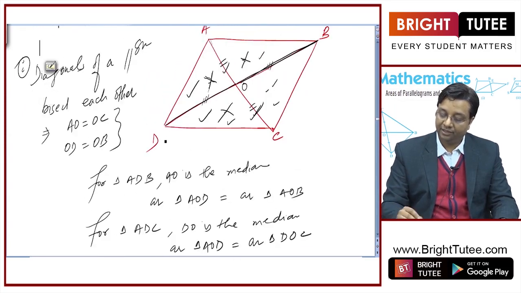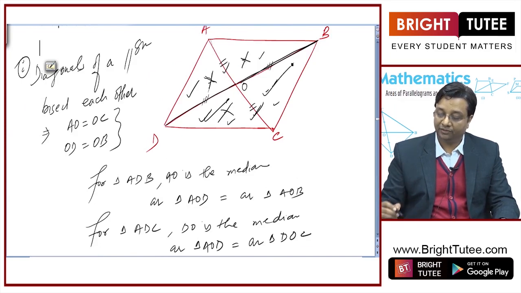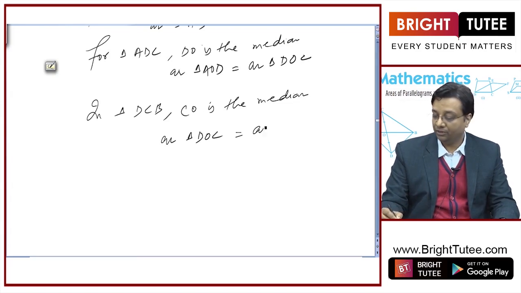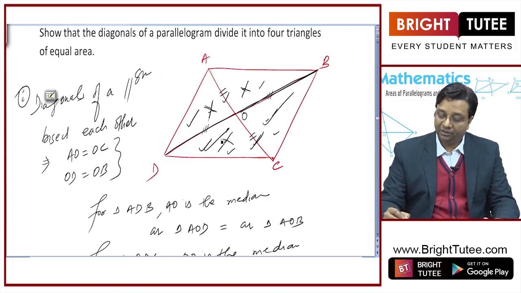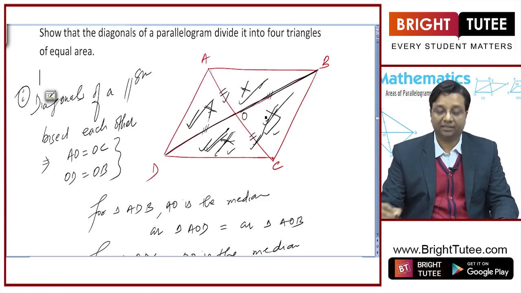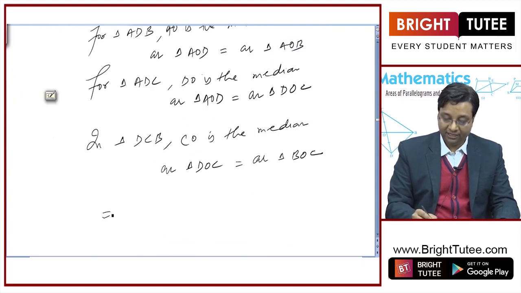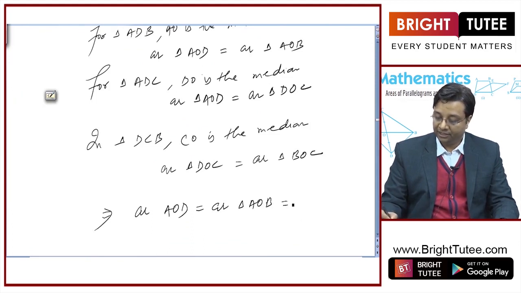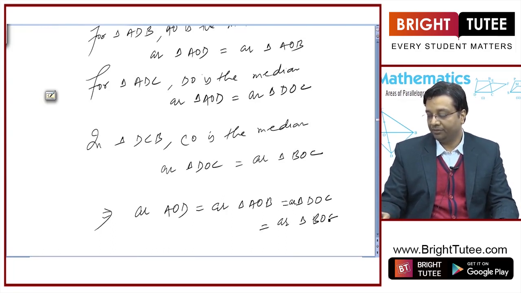Hence, area of triangle DOC is equal to area of triangle BOC, which, as I have taken area of triangle DOC as x, will also be x. Now you can see all these areas are equal, right? Hence, I can say area of triangle AOD is equal to area of triangle AOB is equal to area of triangle DOC and is equal to area of triangle BOC.